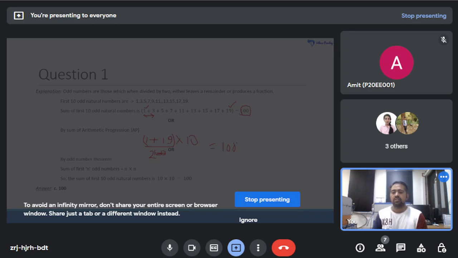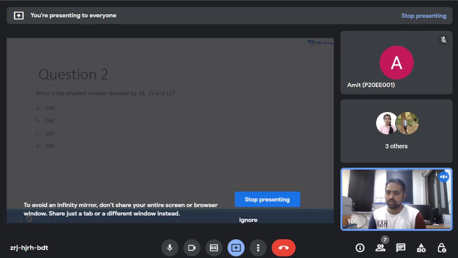There is another, simpler one, the odd number theory. The sum of the first n odd numbers is always given by n multiplied by n, so in this case it will be 10 multiplied by 10, that is 100. Okay, so let's move on to the next question.